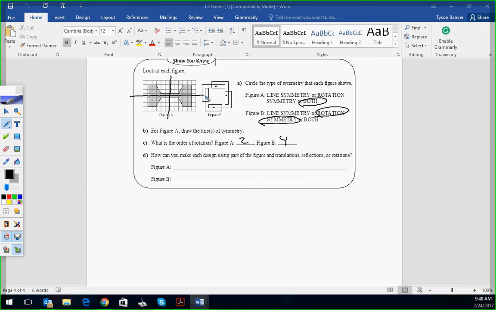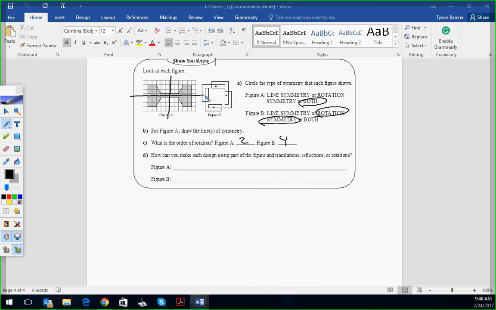How can you make each design using part of a figure: translations, reflections, or rotation? So how can I make, okay, we'll just say it out loud. You can write it in here. How can I make figure A a translation? Yeah, I just take this image and move it down to the right. The same exact image. I translated it.